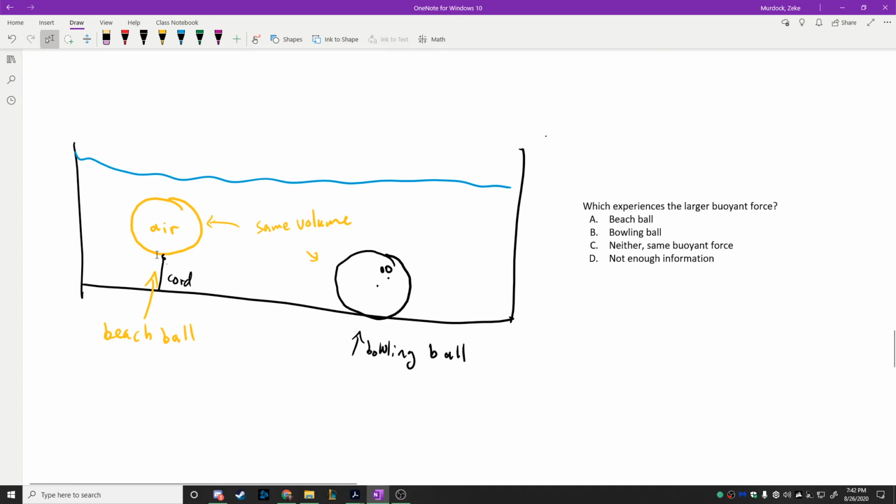What's the reason why we need the cord to hold the beach ball down? They have the same buoyant force, right? So why is the bowling ball not going up?